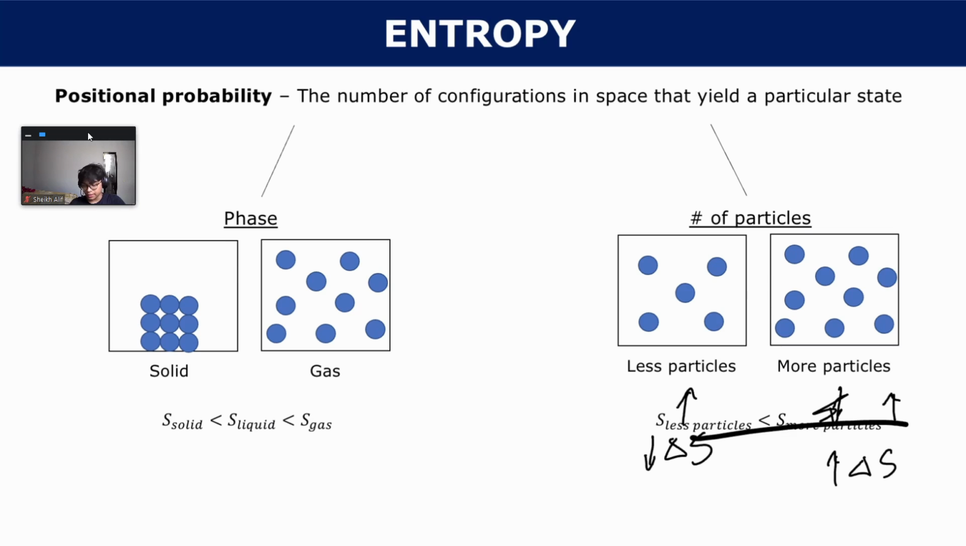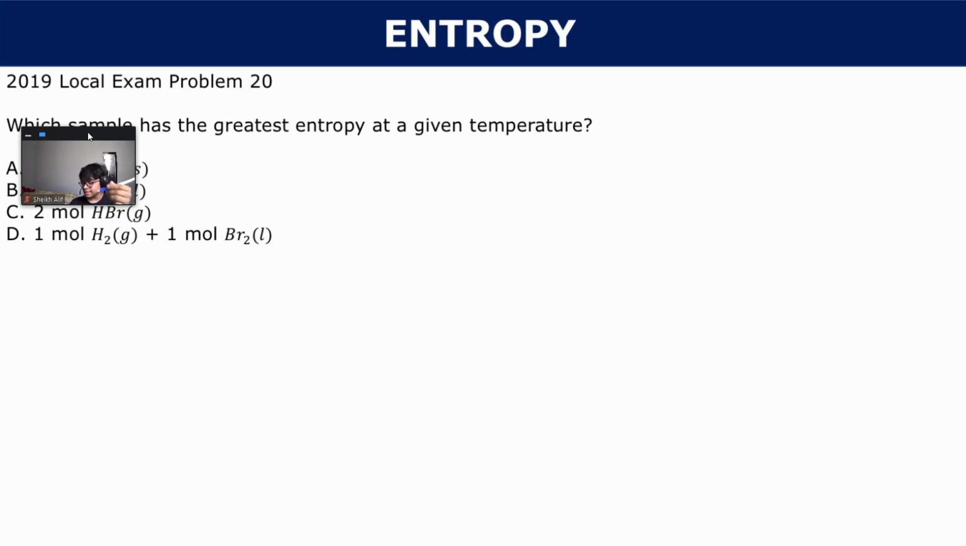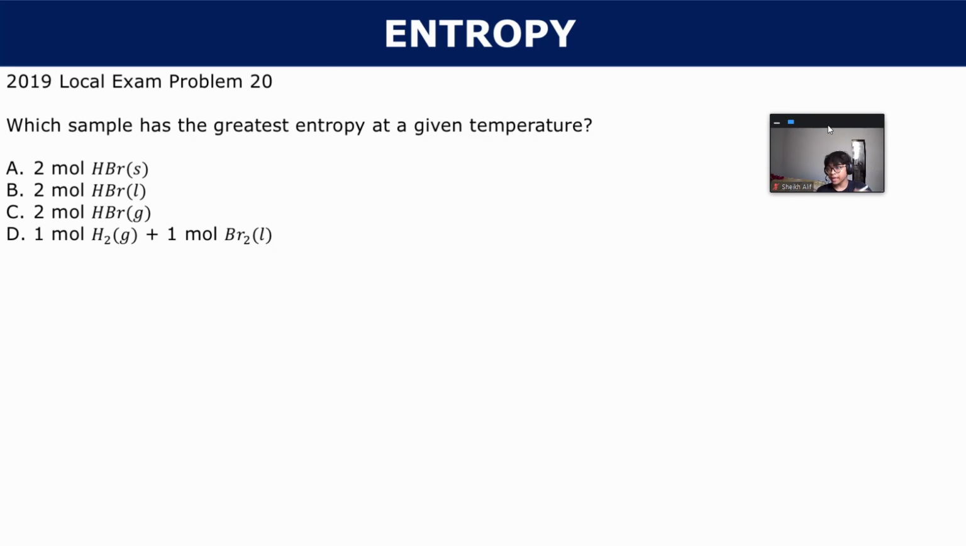And I guess the thing is right here. Let's do a bit of practice. What sample has the greatest entropy at a given temperature? Let me move that out of the way. First, we have 2 moles of hydrobromic solid. And so we know that, first of all, it's a solid. So that's going to be a low entropy, but it is 2 moles. The thing about all these answer choices is that they are both 2 moles, meaning they're going to have the same number of particles. So really what we have to look at are the phases.